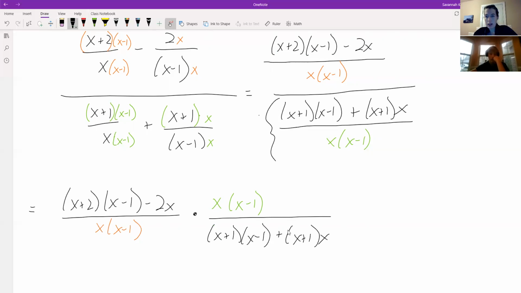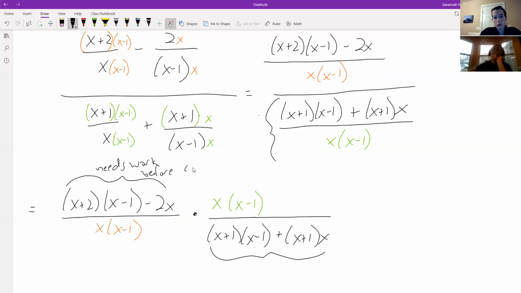Okay. The reason I did that at this point, it's not a bad thing to do at any point really, but in this problem, notice that the green and the orange can cross cancel, even though this and this needs work before we're allowed to cancel.